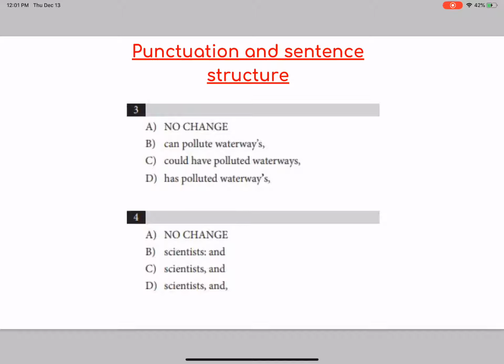And then also sentence structure. Do you know how to use verbs? Which verb should you use? You can see in question 3, the answer choices are can pollute waterways, could have polluted waterways, has polluted waterways. So do you know which verb you should use? That's an example of sentence structure. And number 4, they also want you to know if you know how to use a colon or a comma. That's punctuation, and number 4 is mostly just a punctuation question.